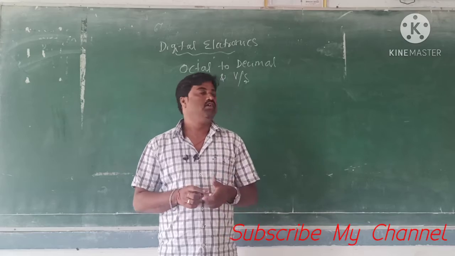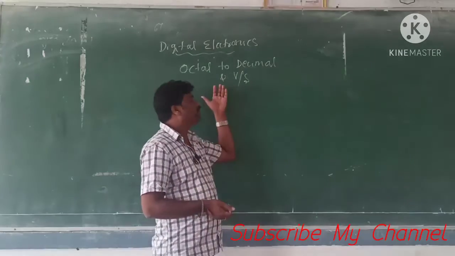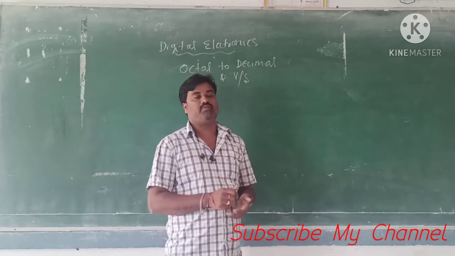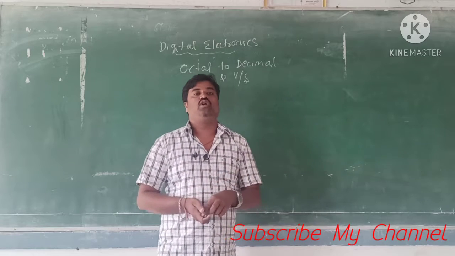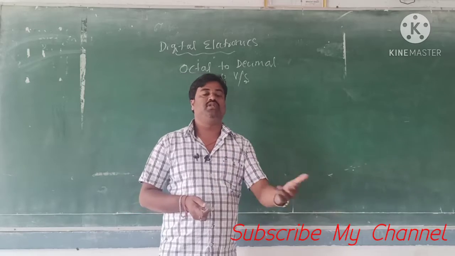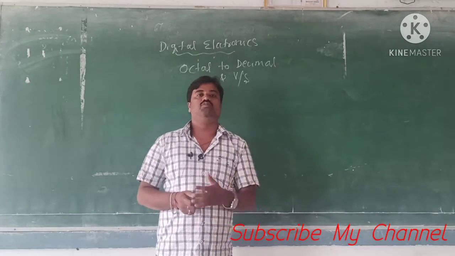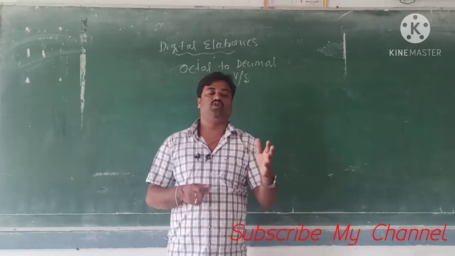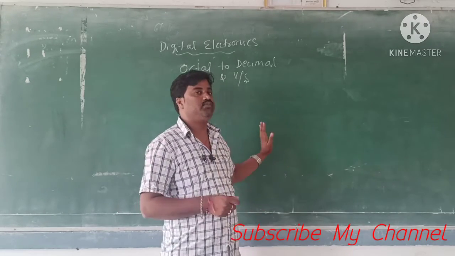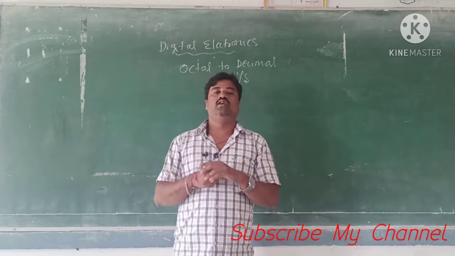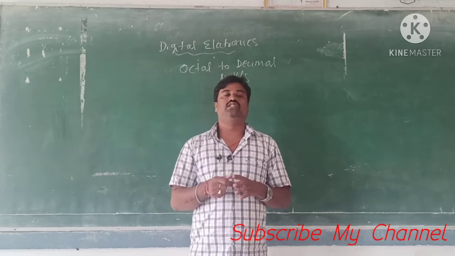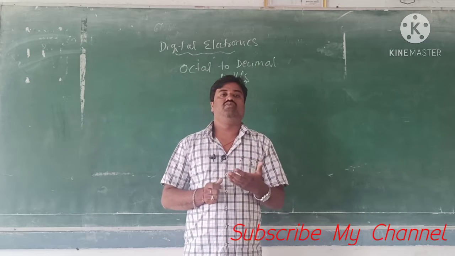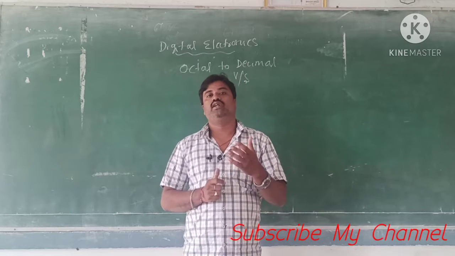In this session, we will discuss how to convert octal number system to decimal number system. We already know what is meant by octal number system and also decimal number system. Octal number system considers 7 digits, 0 to 7, and the decimal number system has digits 0 to 9. The base or radix value of octal number system is 8 and the base or radix value for decimal number system is 10.